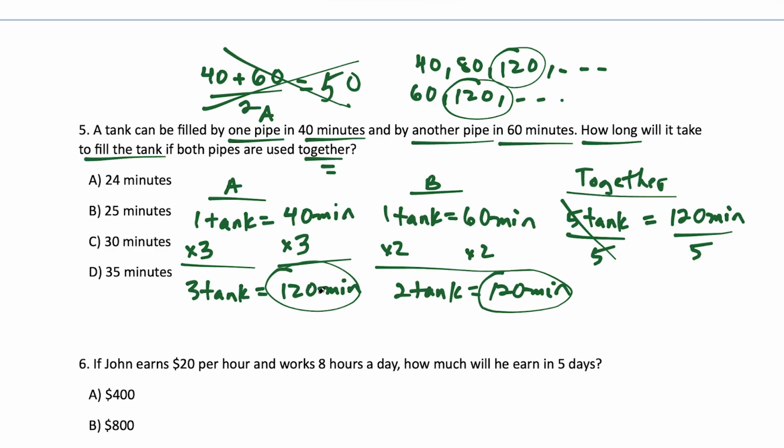All right, so just think about that idea once again. Pipe A does 3 tanks in 120 minutes. Pipe B does 2 tanks in 120 minutes. So together, that's 5 tanks. So now we just work this out. This tells us that together, they could fill up 1 tank. And now we just do the division here.